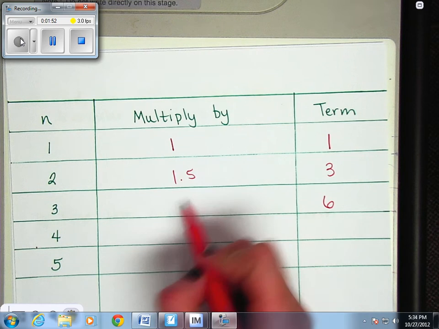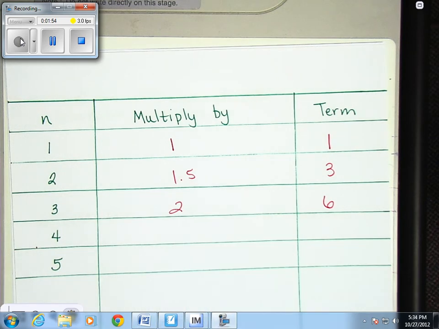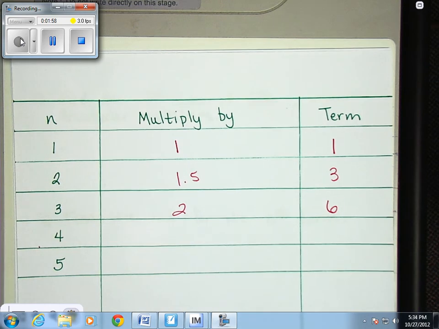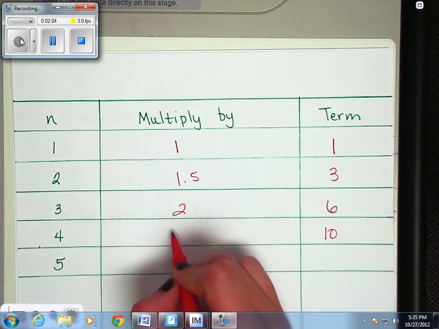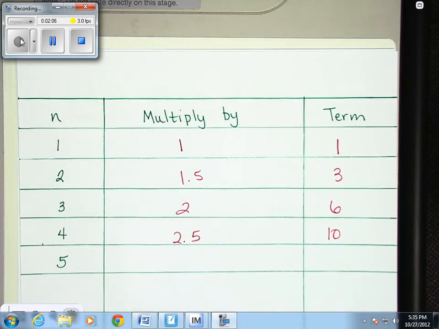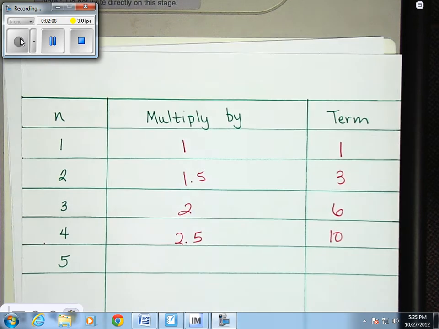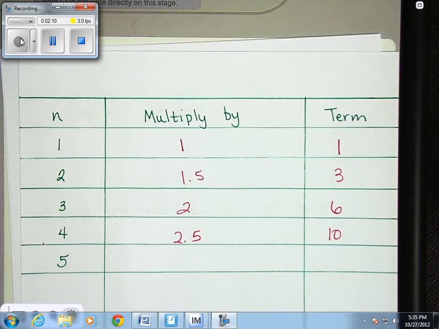2. Okay, so Grace came up here and showed us the fourth term. What was the fourth term? 10. And what do you multiply 4 by to get 10? 2.5. Is there anything particular you're noticing about this column right here? It's going up by 0.5 each time. It is going up by 0.5 each time.